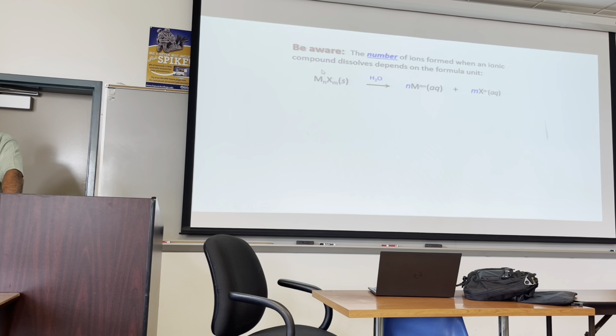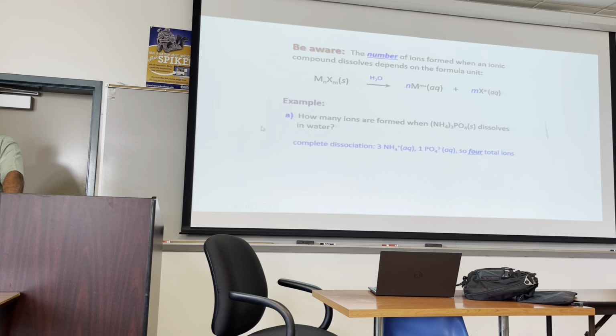The number of ions formed when an ionic compound dissolves depends on the formula unit. So we already talked about that. How many ions are formed when NH4 phosphate dissolves? We just did this. 3 NH4, 1 PO4, so 4 total ions. And we just did that, and we went through that.